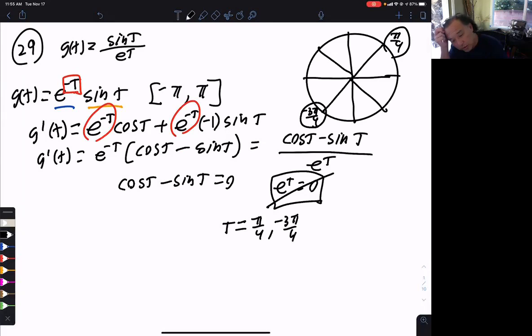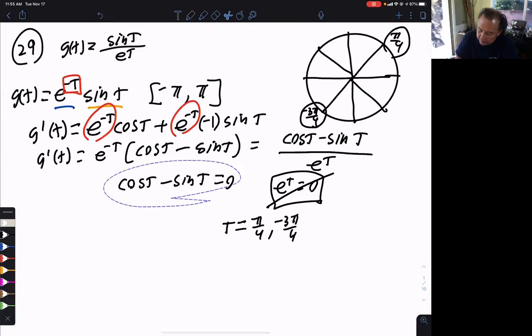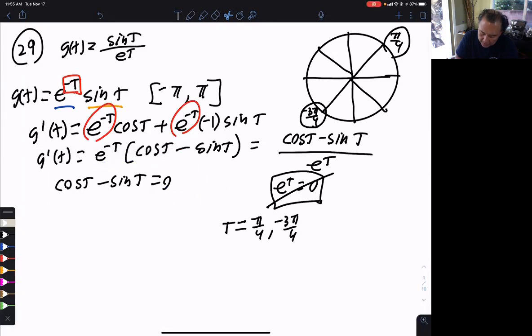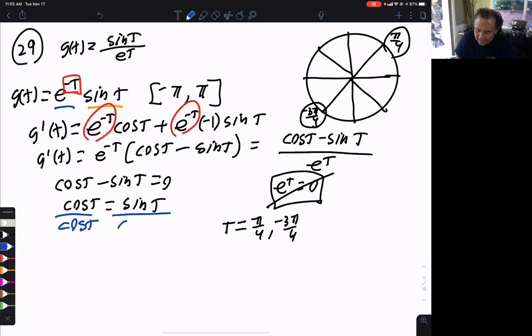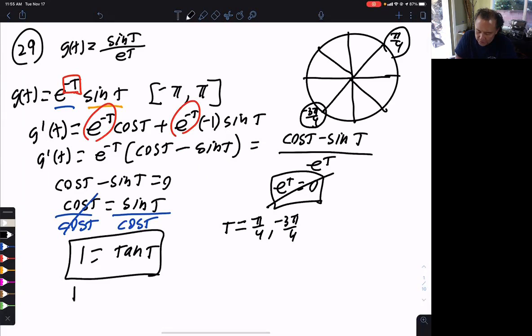Now, how do you do this more analytically? I'm going to add sine to both sides to get cos t equals sine t. Now, I'm going to divide both sides by cosine. Why? Because I get 1 equals sine over cosine, which is tangent t. So we ask ourselves, what angles have a tangent of 1?